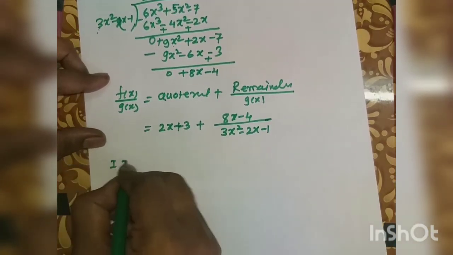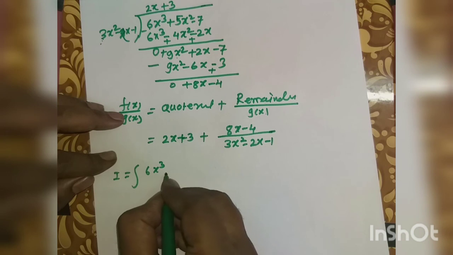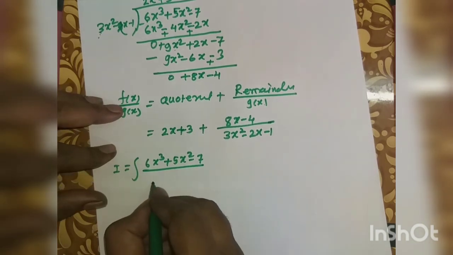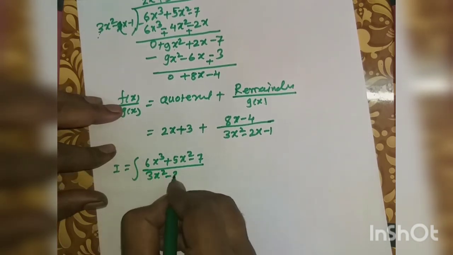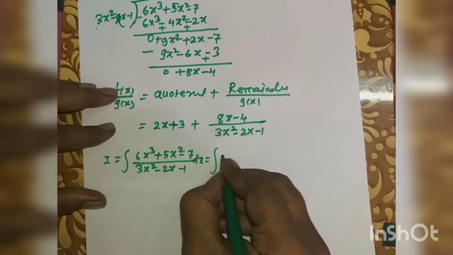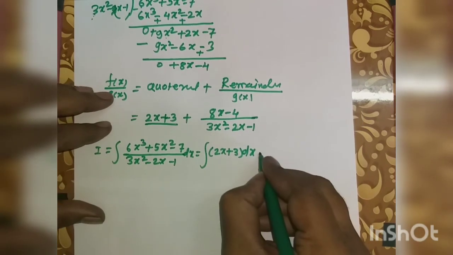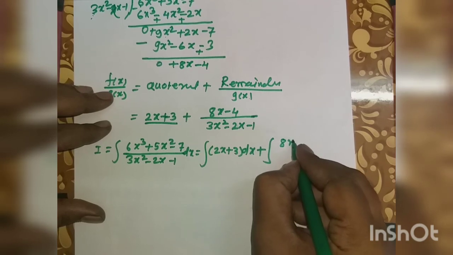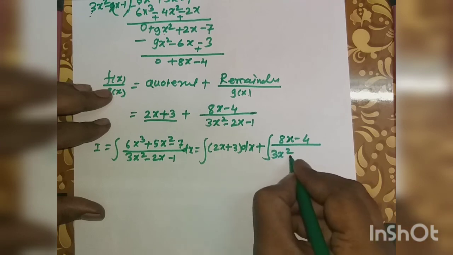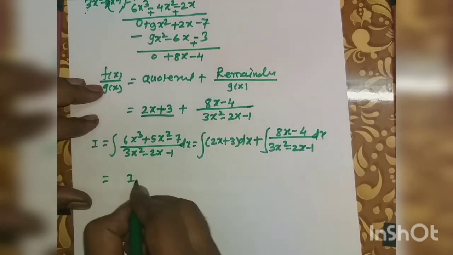That means the required integration I is equal to integration of 6x cube plus 5x square minus 7 divided by 3x square minus 2x minus 1 dx, which is equal to the integration of the first part, 2x plus 3 dx, plus integration of 8x minus 4 divided by 3x square minus 2x minus 1 dx. Now this is equal to I1 plus I2.